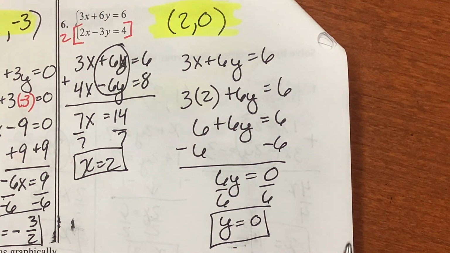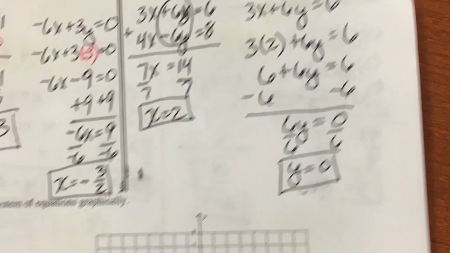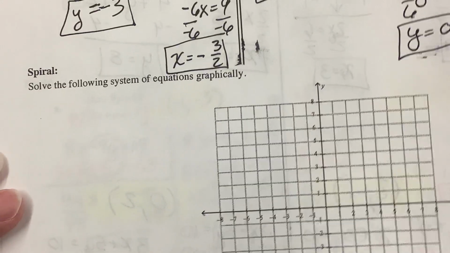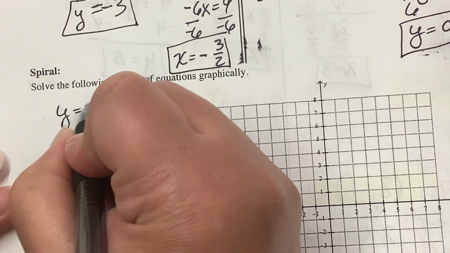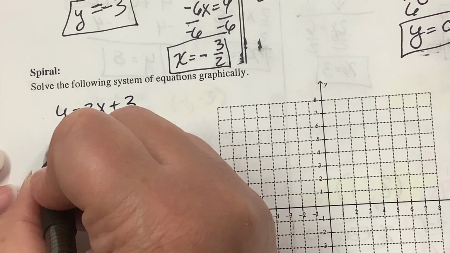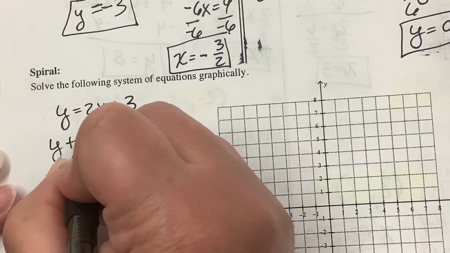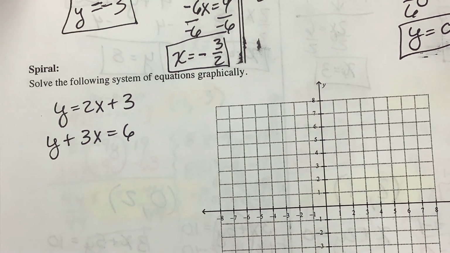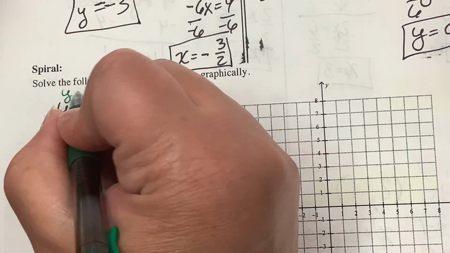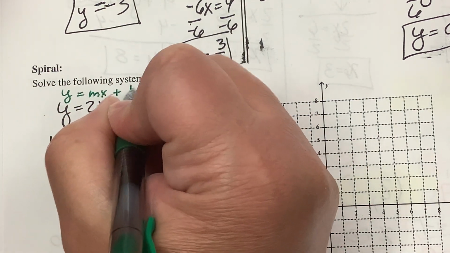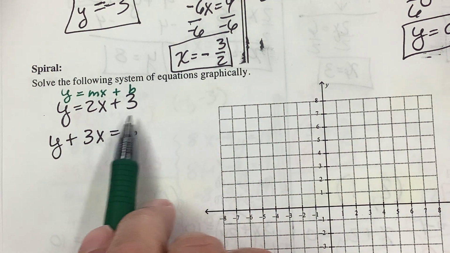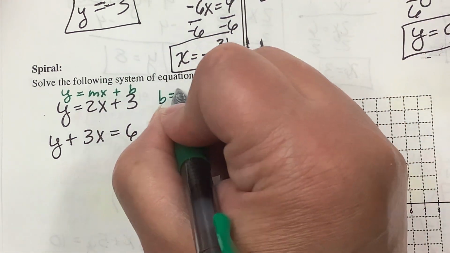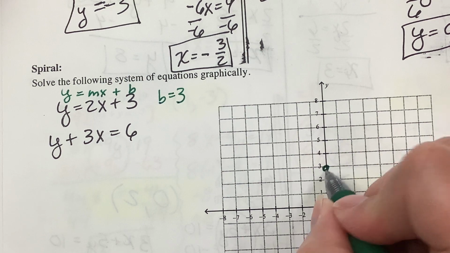All right, and now the last problem on this page you could not do because Bono forgot to give you the problems. But don't worry, I got some problems we can grab. Let's do y equals 2x plus 3, and y plus 3x equals 6. Let's graph those. First, y equals mx plus b, which works just fine on this first problem, but not so good on the second one. So we're going to begin at the b. b equals 3. So here, 1, 2, 3.